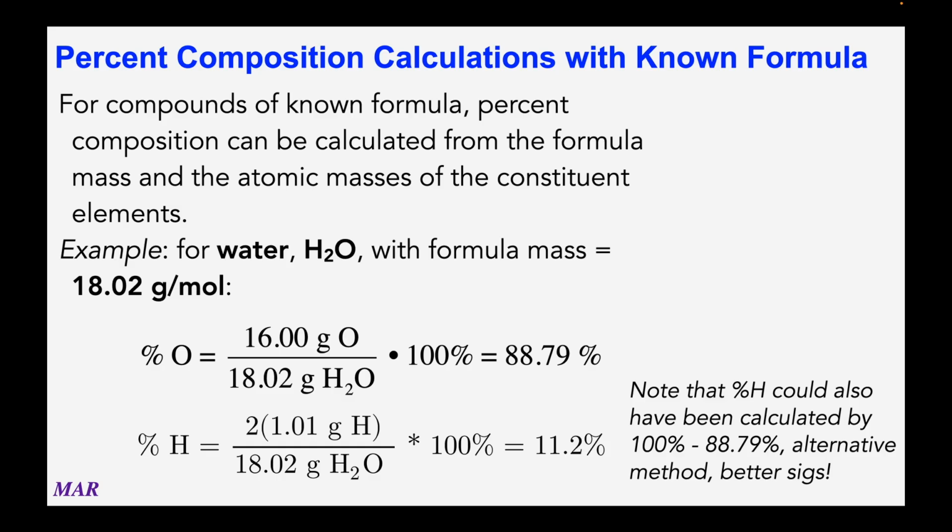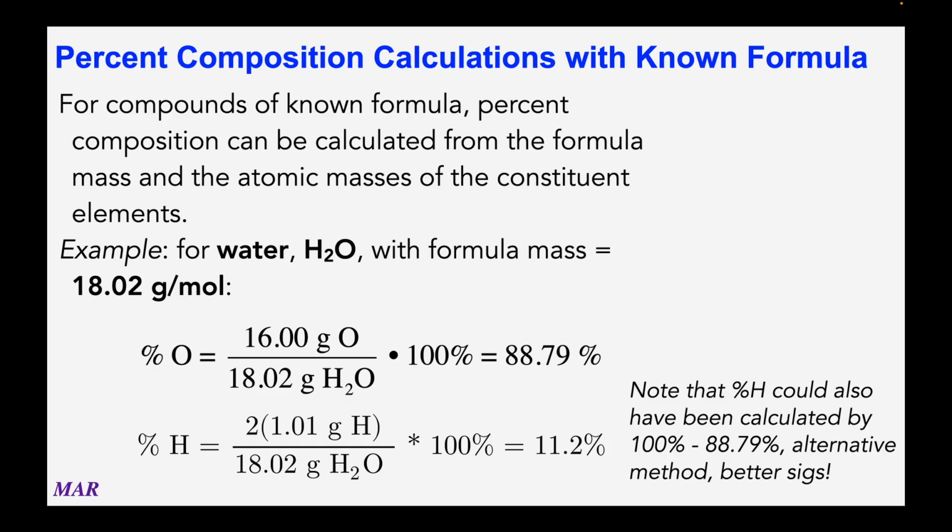Now if you wanted to get sig fig crazy, which is actually pretty cool, you could do 100 minus 88.79. 100% is an absolute definition, so you don't have to worry about sig figs. 100 minus 88.79 would give you a better sig fig percent. It would come out to be 11.21%. So there are different ways of doing things, and you will get different numbers of sig figs. Think about that as you go through your values. But either way is fine.